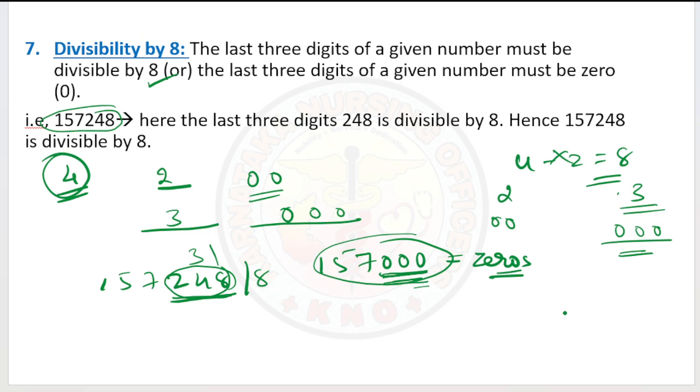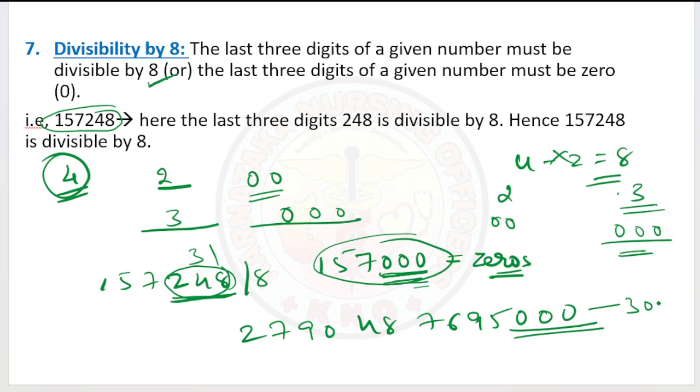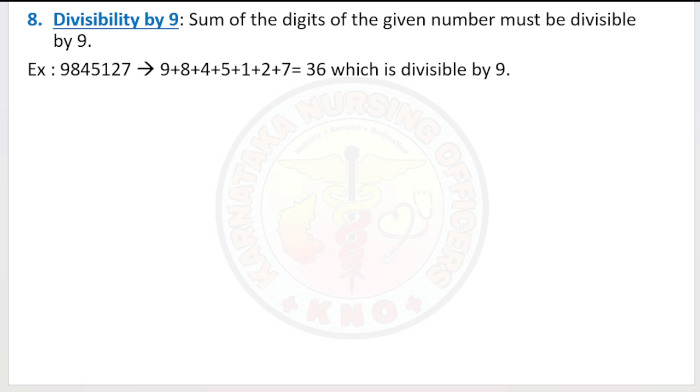Again, I will take a very large number like 2790487695000. Is this number divisible by 8? Yes, because the last 3 digits are 3 zeros. Understood? So this is the rule of divisibility by 8. What is that? The last 3 digits must be divisible by 8 or the last 3 digits must be 0. Understood? So now let us move on to the next rule, that is divisibility by 9.